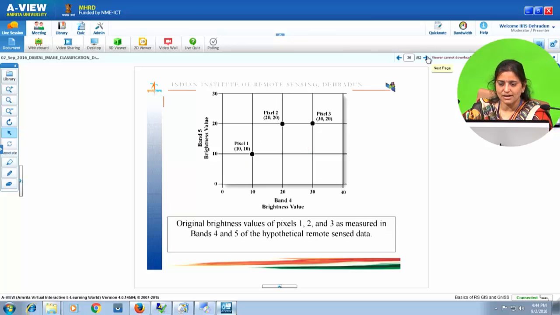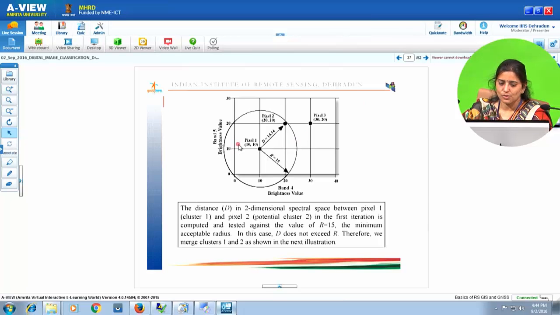Now when we start the chain method, in our case we have taken capital R equal to 15 units and capital C equal to 20 units. Capital R is the radial distance by which we will evaluate whether 2 pixels will join and form a cluster or make a new cluster of their own. To start with, it will go to pixel number 1.